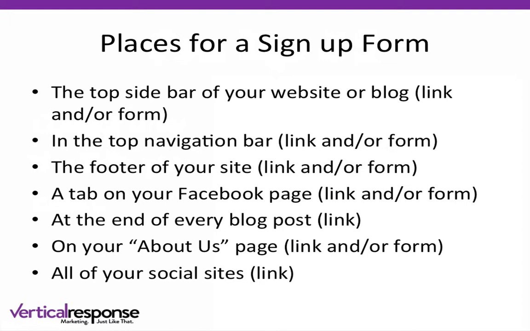You can add it in a blog post. Just use a link within the body of your blog. You could also include it in your email. Now, the people on your mailing list, if you're mailing through VerticalResponse, have to have opted in to receive your email before you can send to them.